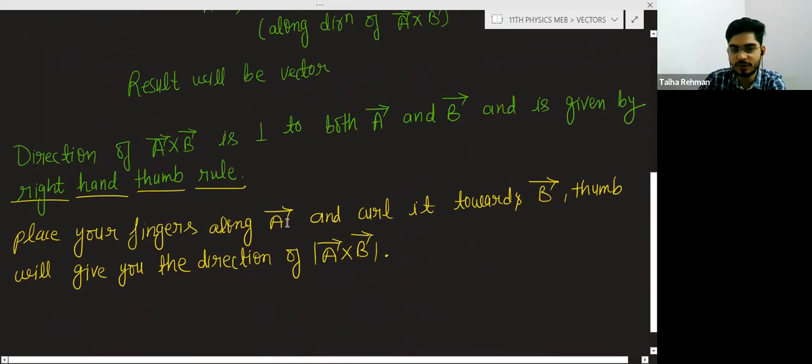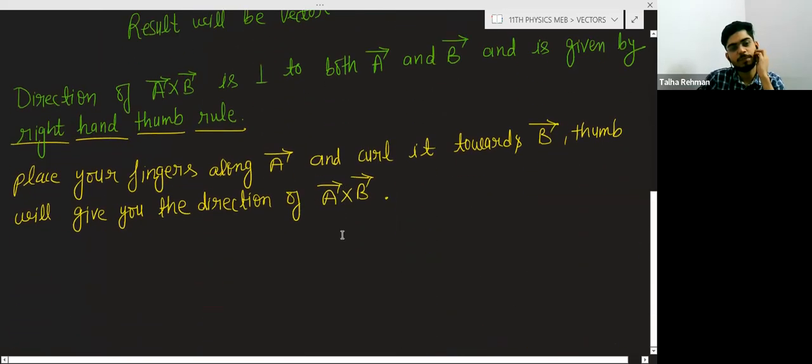Place your fingers along A and curl them towards B. The thumb will give you the direction of A cross B. Remove the modulus from here. After this, we will discuss the properties.